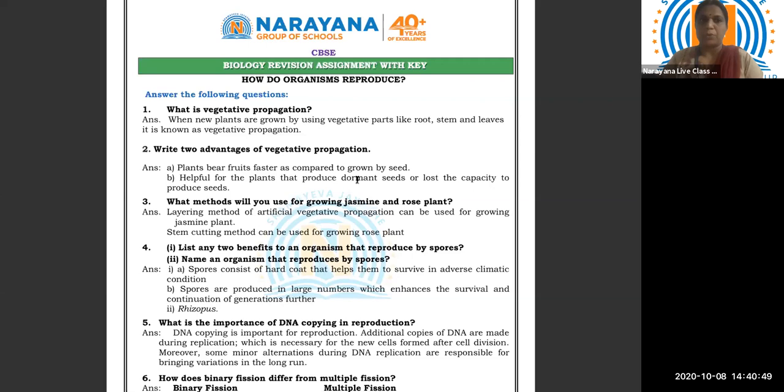What is vegetative propagation? When new plants are grown by using vegetative parts like root, stem, and leaves, it is known as vegetative propagation. So the young ones are produced from the vegetative parts, it is called vegetative propagation.